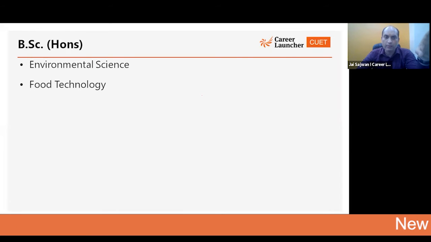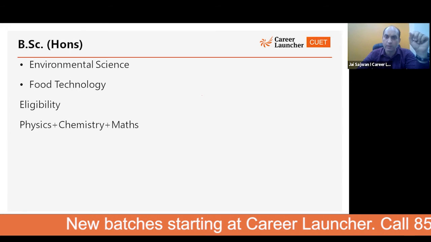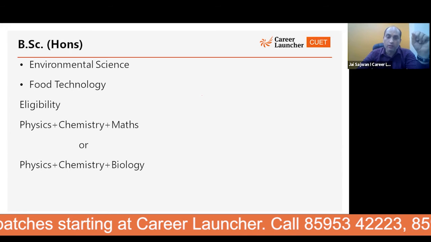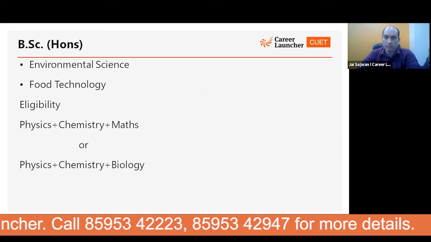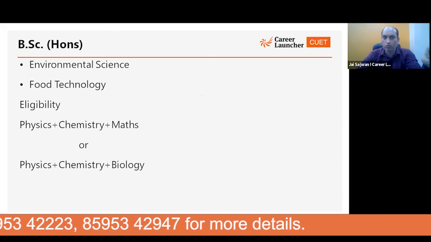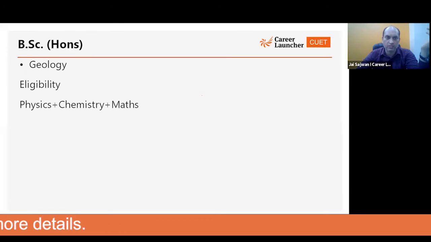Fine. Similarly, environmental science and food technology are one or two programs which are offered by them, and for that it is physics, chemistry, maths, or the beauty is that even physics, chemistry, bio. So even if you are from a maths background or from a bio background, all of you can apply for these. Of course, you have to opt for 3 subjects there.